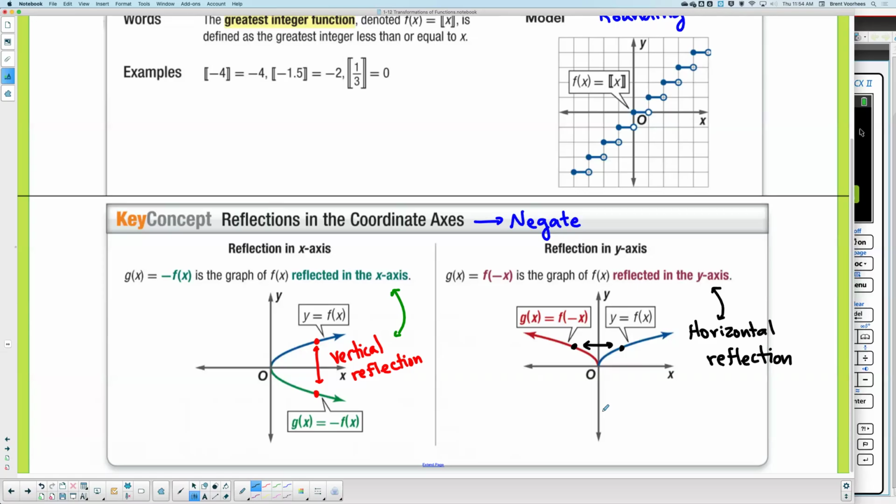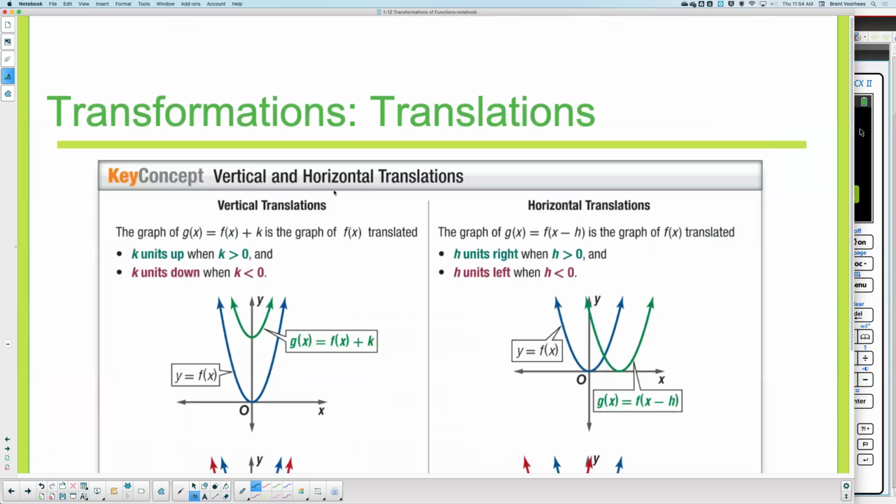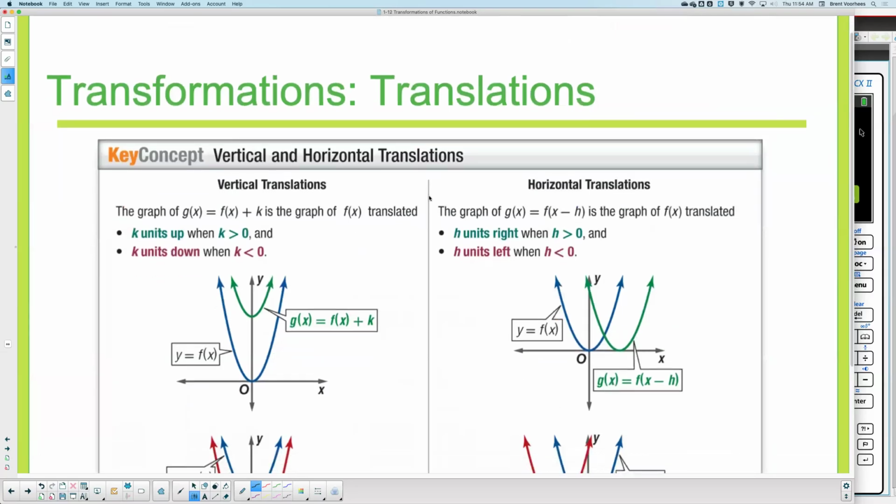Now we have two more transformations. We're going to dilate and translate. On translations, the next slide, what this means mathematically is you are either adding or subtracting. So there's either addition or subtraction. A reflection, the mathematical process is you negate. For translations, you add or subtract.